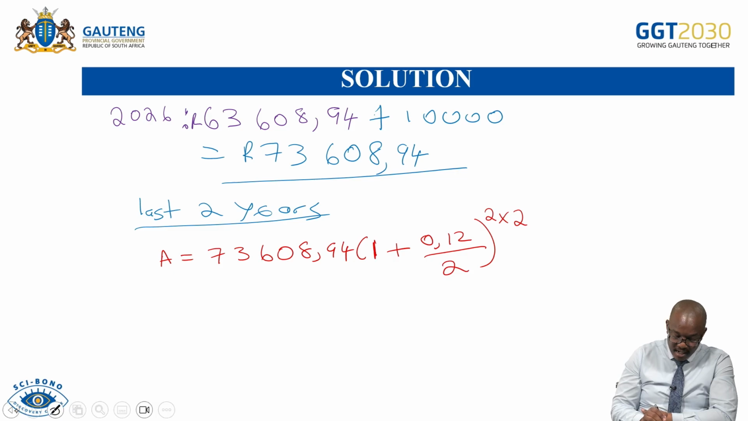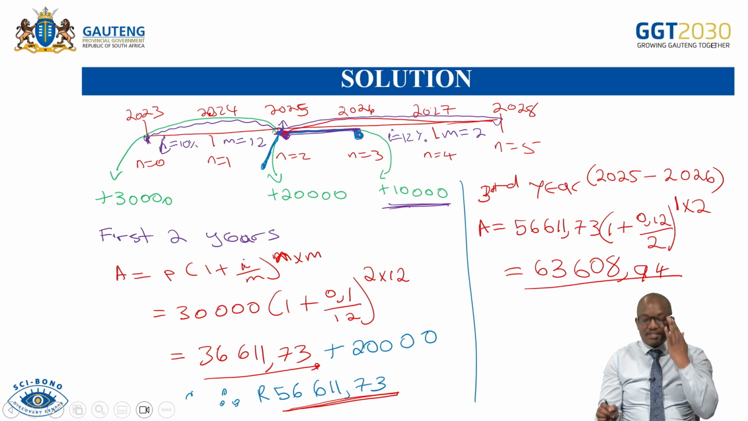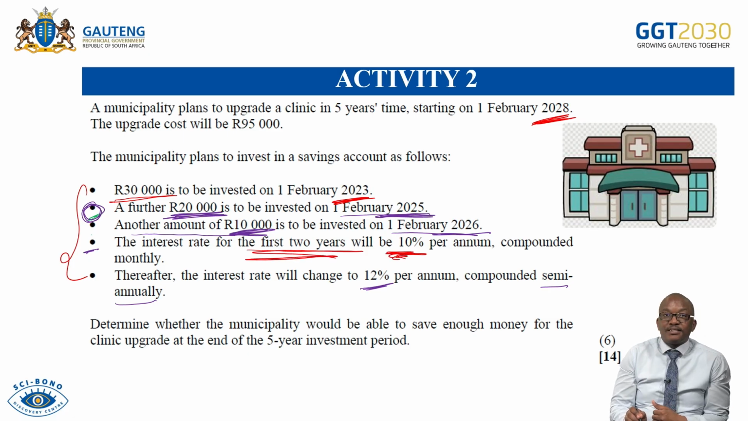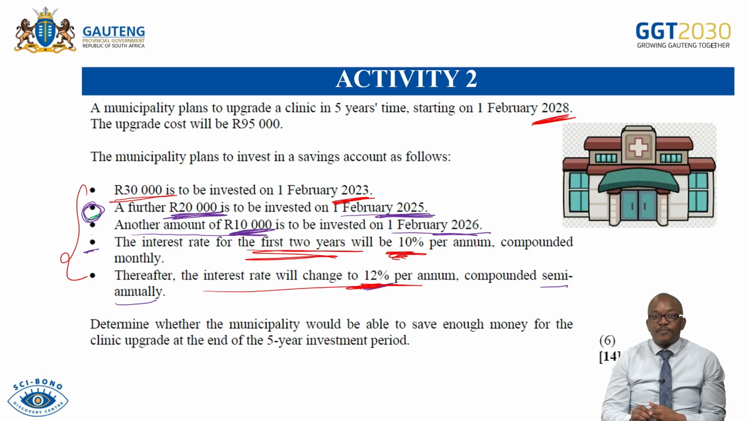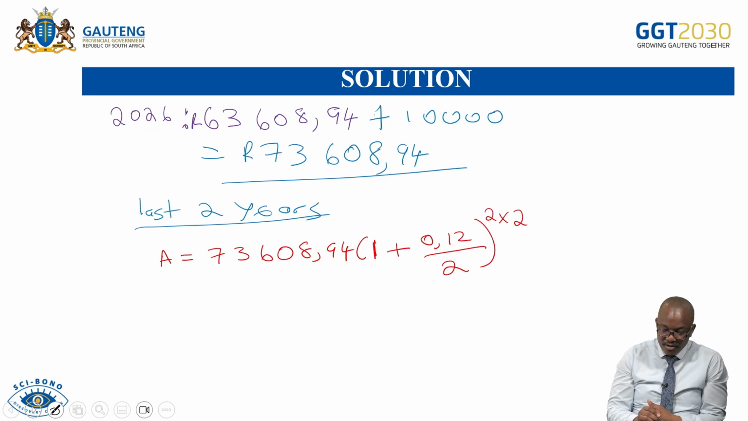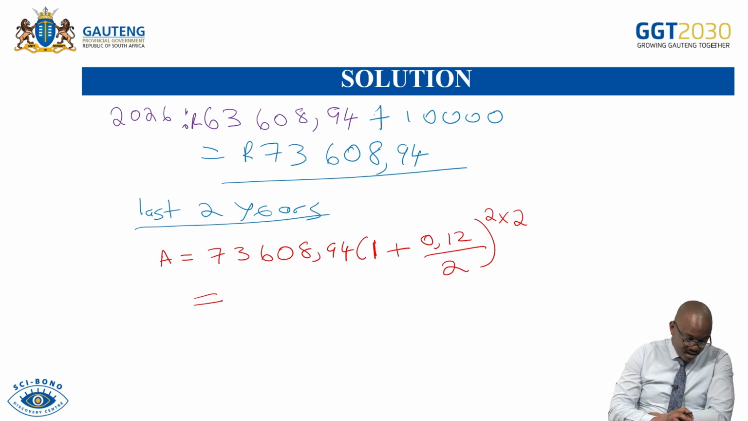And one will also ask, why are we now changing interest? Remember, interest was changed. Remember, I said for the first 2 years, the interest was 10%. And then for the remaining years, the interest was 12%. Hence, I'm using 12% there, compounded semi-annually.